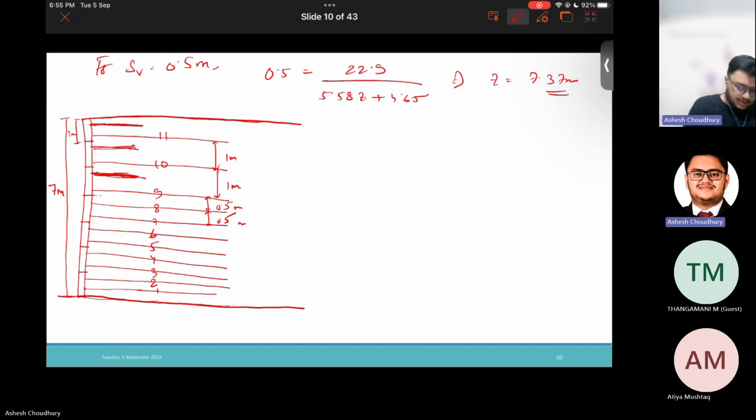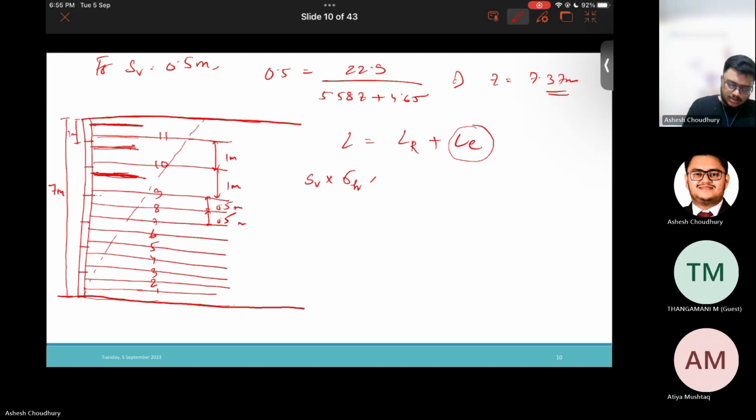Now comes the total length, right? So this total length is nothing but the Rankine length plus embedment length. This much is LR, this much is LE. Right? So how to get this LE?